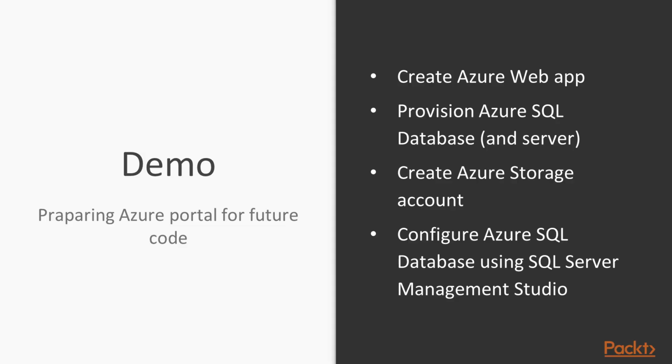So in this demo, we will prepare our Azure portal for the future code, which will contain our provider-hosted add-in. We will provision a new Azure SQL server and database, create a new Azure storage account, which will be responsible for storing our work items, so it will contain the queue of our work items, and we will configure the Azure SQL database using our offline SQL Server Management Studio, which is a free download available at microsoft.com and is used to issue queries to the SQL servers.